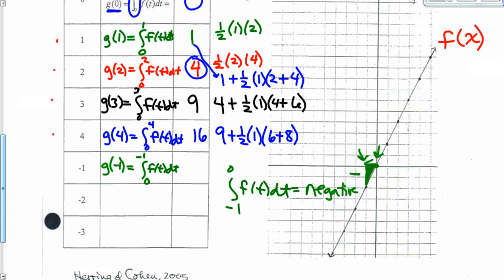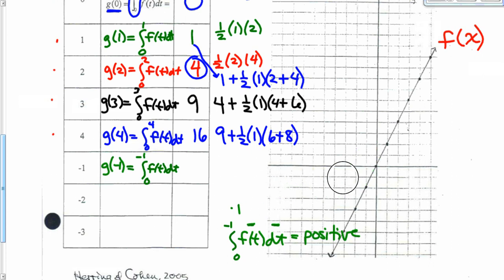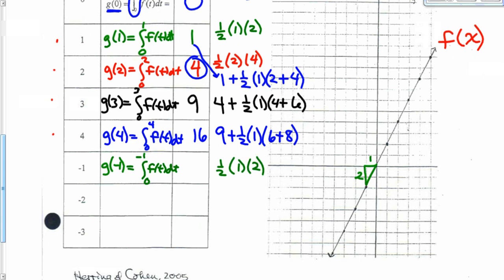My bounds are flipped, which means for the integral from 0 to -1, I'm going backwards, so my dt is a negative number, and my y value is a negative number, which means this is actually going to be a positive quantity. So the definite integral from 0 to -1 of f of t is going to be a positive number. Let's figure out what it is. I'm going to find the area of the triangular region. The base is 1, the height is 2, so the area is 1/2 base times height, because it's a triangle, and that gives me a positive 1.